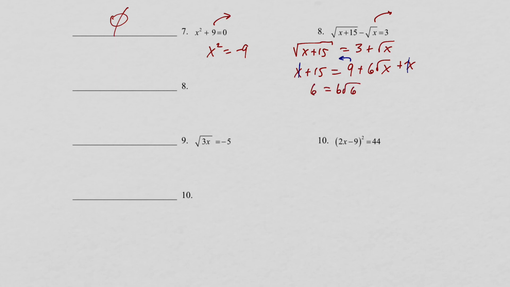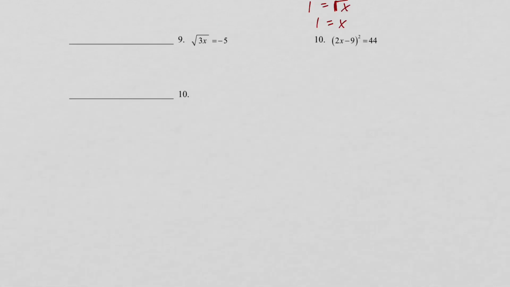I'm going to divide each side by 6, so 1 is equal to, oops, what did I do here? That's an x. But anyway, 1 is equal to root x because I'm dividing each side by 6, and then when I square each side I get 1, so x is equal to 1. Here a square root cannot be negative, so that's no solution.